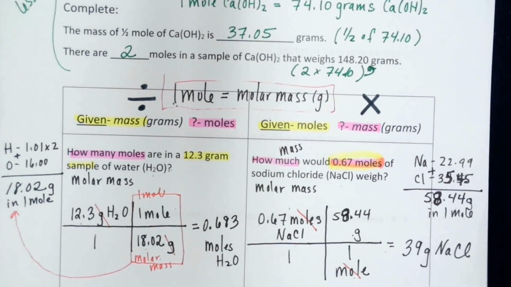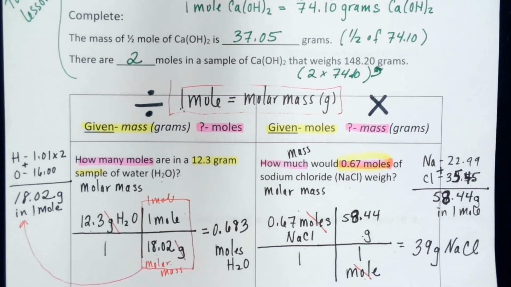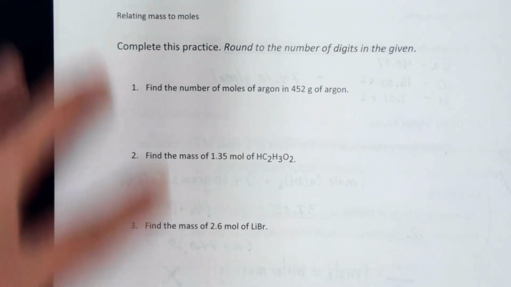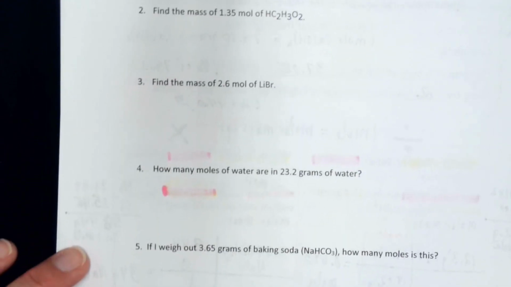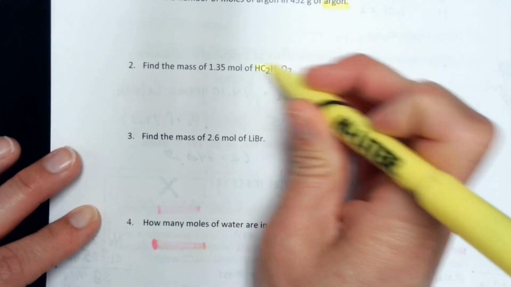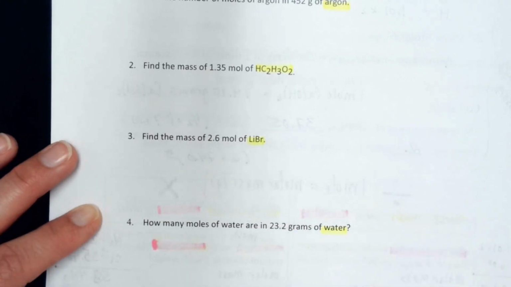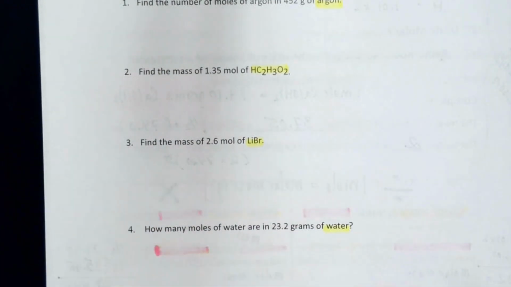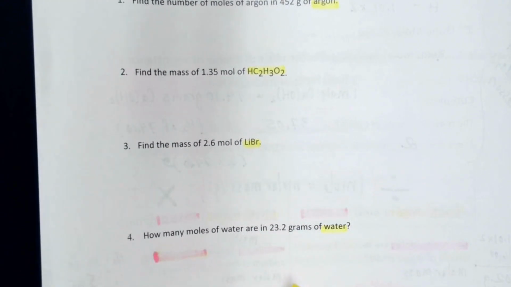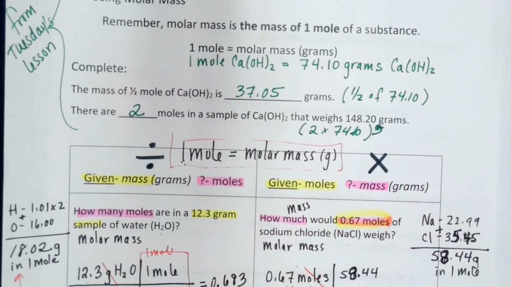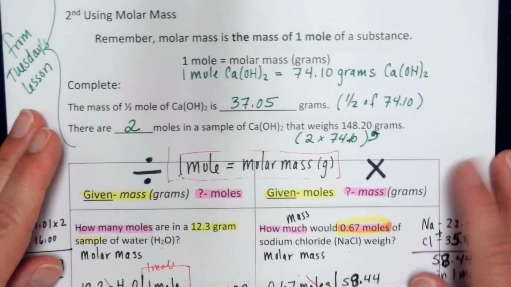Okay, so for the rest of the period, I would like for you to work on the practice. So if you scroll up on your digital copy, or if you flip over your paper, if you have a paper copy, then these are the 5 problems I would like for you to do. Again, first thing you might want to do is go do your molar masses of your substances so that you have those done and out of the way. Then figure out what's given to you, figure out what you are trying to find, and then once you have that, you can figure out which process you are going to use, divide or multiply. All right, good luck, and have this done by the beginning of class tomorrow, please.